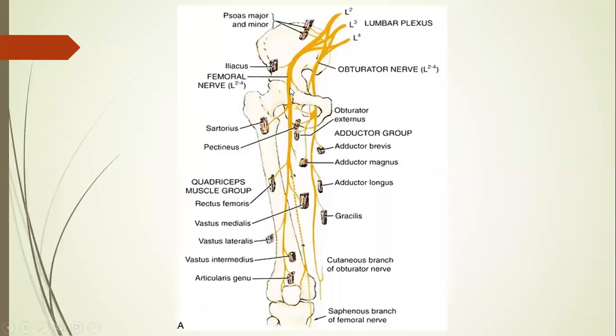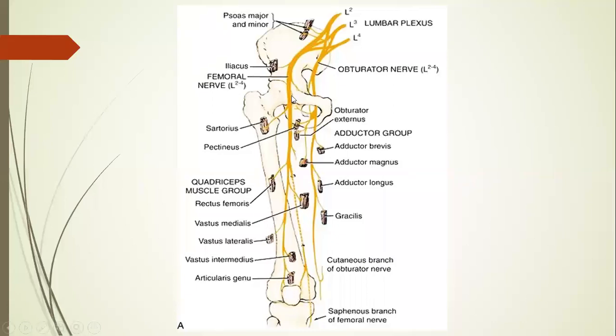Then it enters into the thigh just beneath the lateral part of the inguinal ligament, and then it gives several muscular branches to the muscles of the front of thigh. The first one is sartorius, then it gives branches to the pectineus, then it gives branches to the several parts of the quadriceps muscle, that is the rectus femoris, vastus lateralis, vastus medialis, and vastus intermedius. And finally, it terminates to give articular branches to the knee joint.